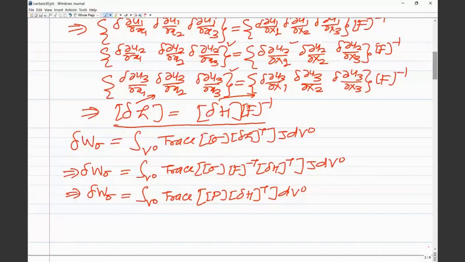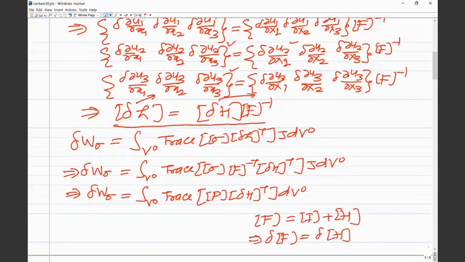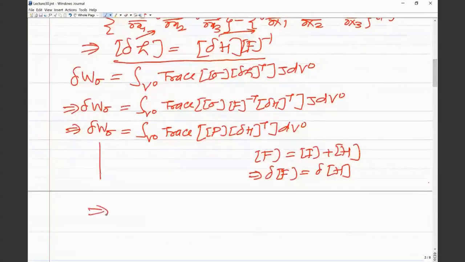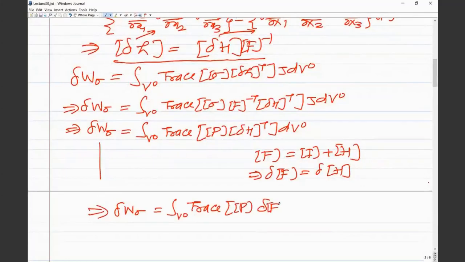Also, we had written the relationship F is equal to I plus H. So if you take delta, the delta of F would actually be the delta of H. So you can also write this expression: delta W sigma is equal to integration over V naught of trace of the first Kirchhoff stress tensor into delta H, and delta H can be written as delta F transpose, into dV naught. So the first Kirchhoff stress tensor is also conjugate to the deformation gradient F, because we now get virtual work as P into delta F transpose.